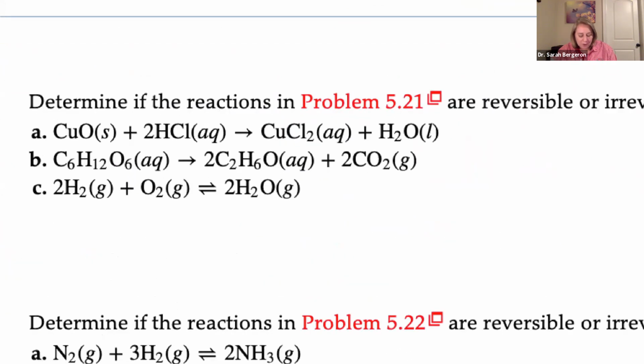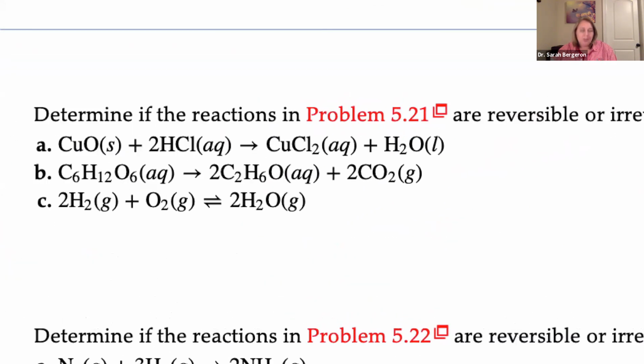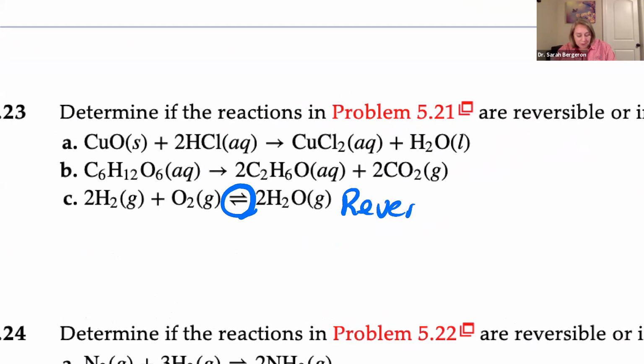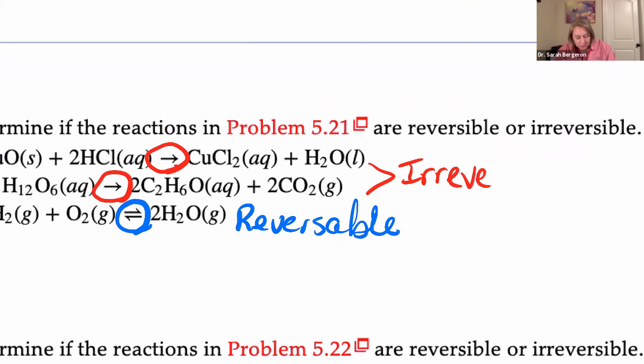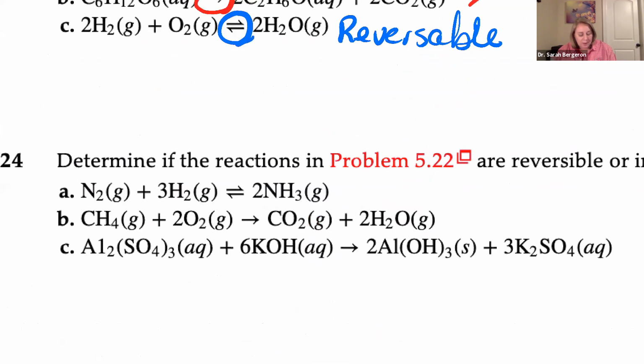Okay. Determine if the reactions are reversible or irreversible. This one is super nice and easy because they gave you the arrows already. So if it's got a double-sided arrow, this one is reversible. These two, on the other hand, the arrow's only going in one direction. So these two are both irreversible.